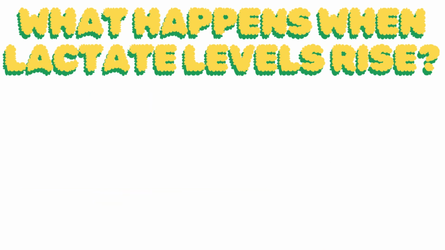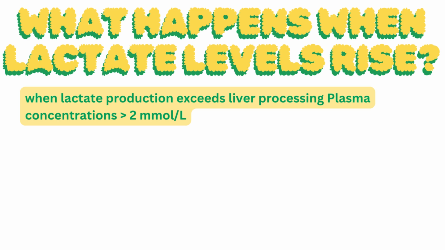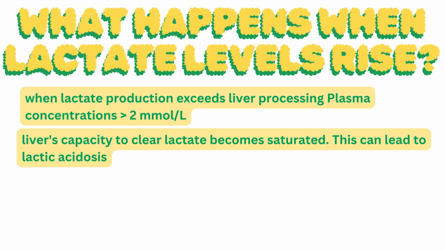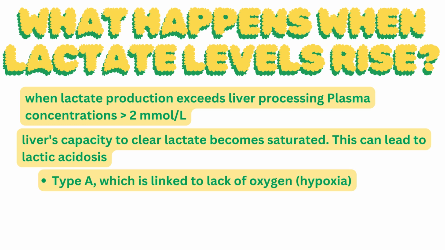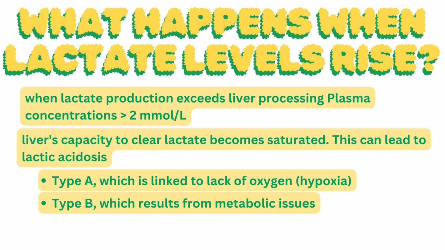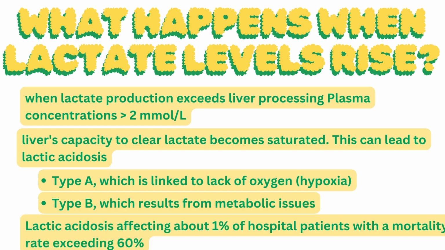But what happens when lactate levels rise? When lactate production outpaces the liver's ability to process it, like when plasma concentrations exceed 2 millimoles per liter, the liver's capacity to clear lactate becomes saturated. This can lead to a condition known as lactic acidosis, which occurs in two types. Type A, which is linked to lack of oxygen, hypoxia. Type B, which results from metabolic issues. Lactic acidosis is serious, affecting about 1% of hospital patients with a mortality rate exceeding 60%. It's a condition doctors closely monitor, as it can be life-threatening.